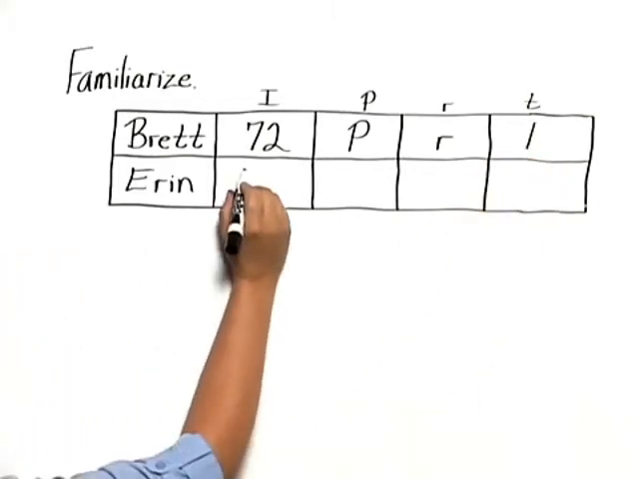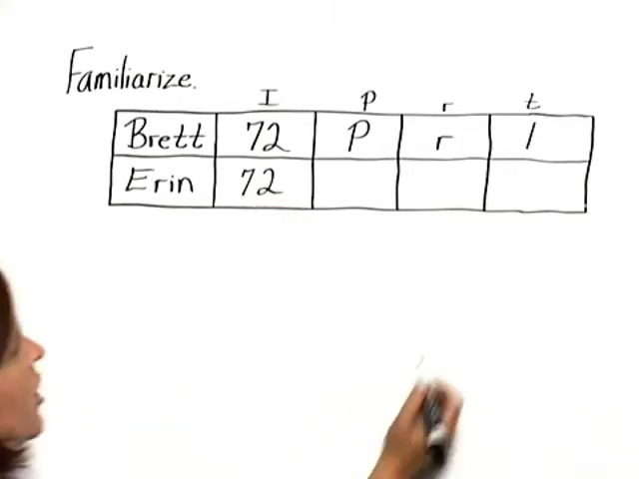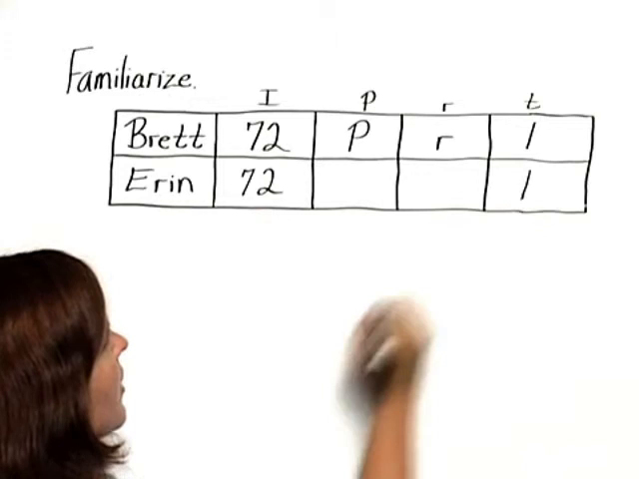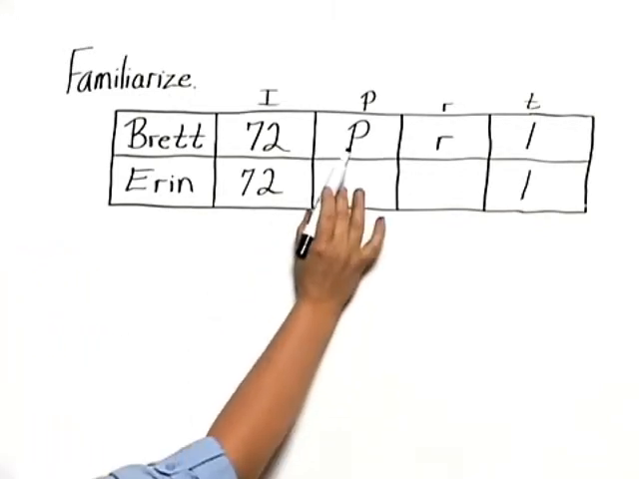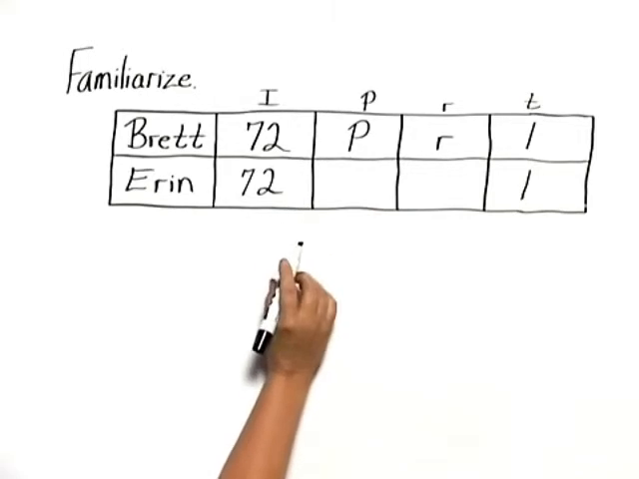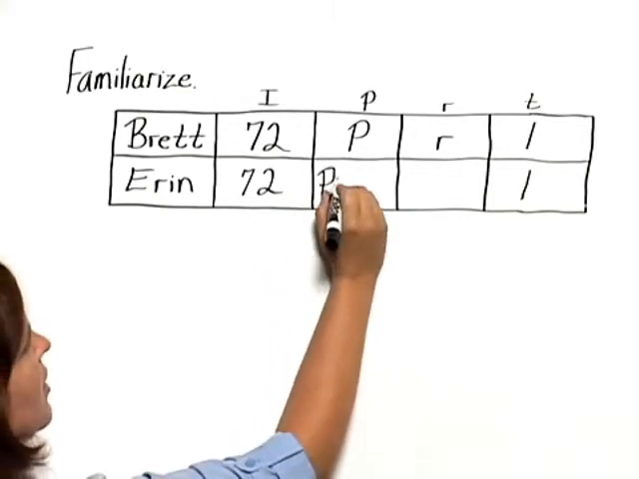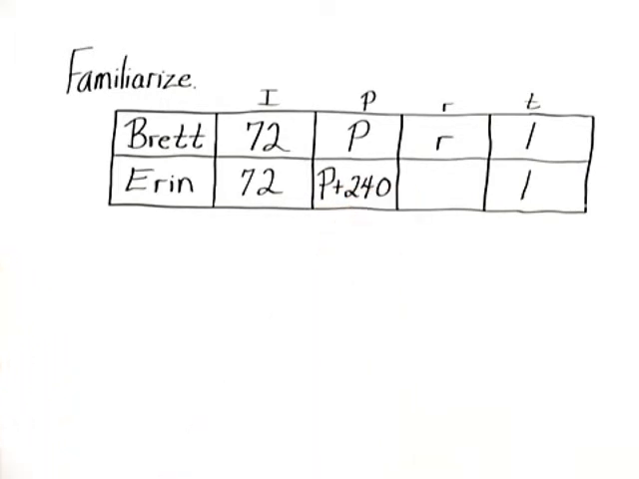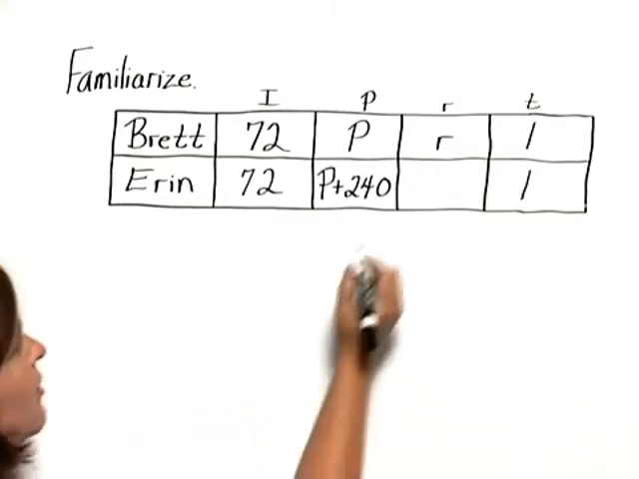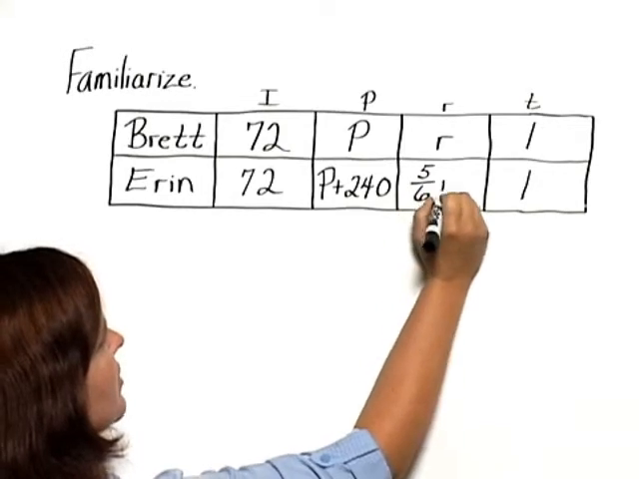Aaron earned $72 in interest because she earned the same amount that Brett did. She also invested it for 1 year. But instead of using another variable for her principal, let's write it in terms of P. She invested $240 more, so she invested P plus $240. Her interest rate was 5/6 that of Brett's, so we can write that as 5/6 R.